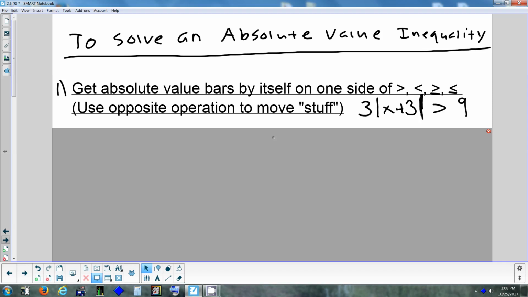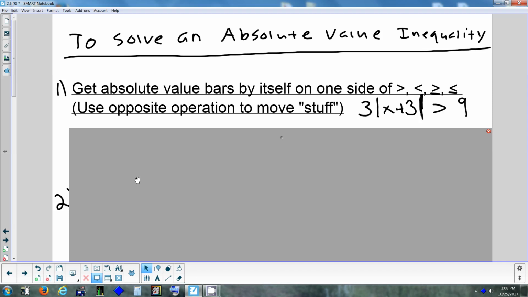If we had something like that, the absolute value bar on the left-hand side of the inequality sign is not by itself, so I can't split it yet. I don't think we'll get into anything this complex, guys. I don't think we'll do anything with anything on the outside of the absolute value bars. Everything we do today, everything on the test tomorrow and Friday is going to have the absolute value bars by itself. But it's still good to know these steps.